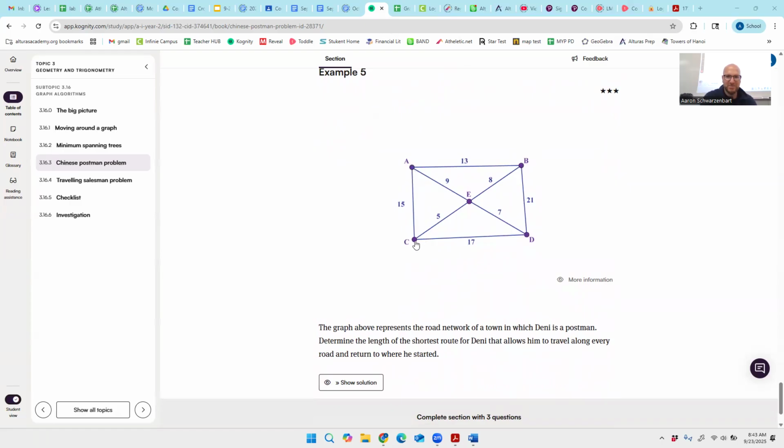So AC has a shortest path of 14. AB has a shortest path of 13. Do you see how I'm getting shortest path? Because 14 isn't the direct one, it goes through E. 13 is the direct one. BD is 15 for shortest path. CD is 12. So I think I want to start at C and end at D, and then I'll walk back through E.